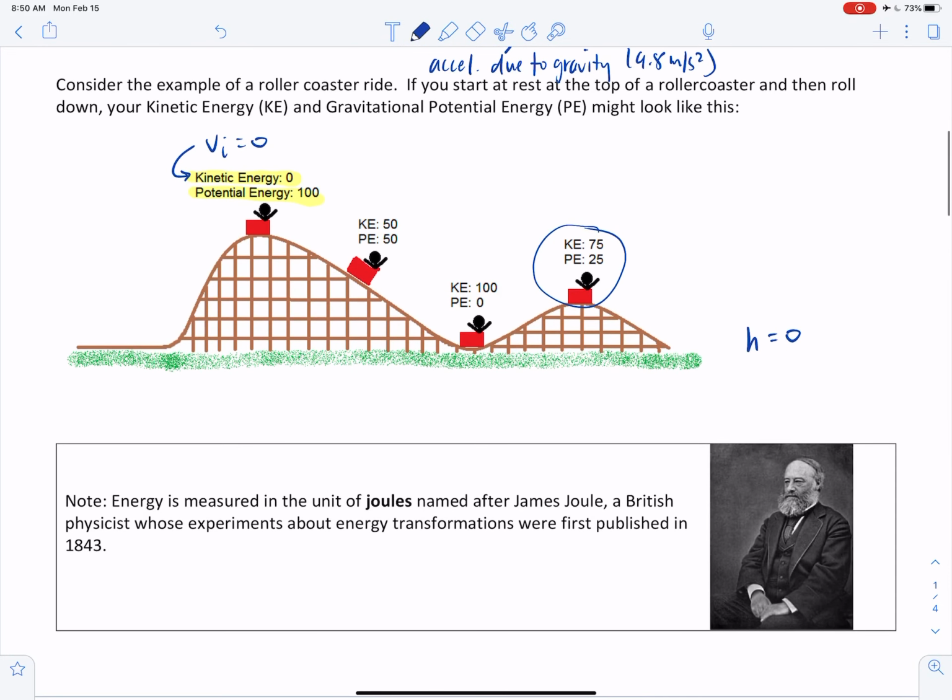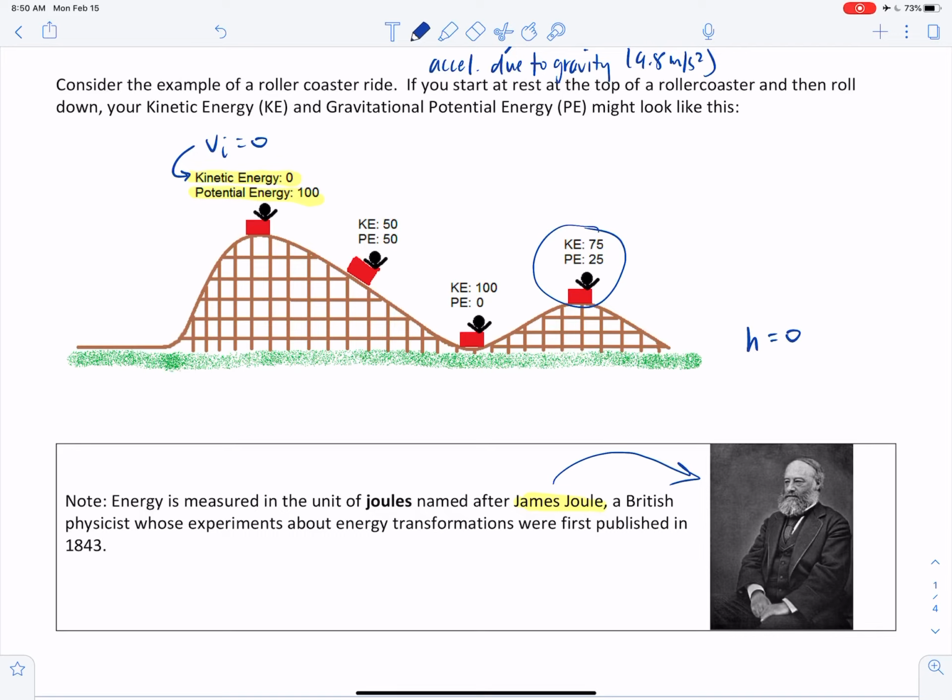I mentioned that I was going to come back to this idea of energy being measured in joules. Here's my note. Energy is measured in the unit of joules, named after James Joule, and here's a picture of him right here. He was a British physicist whose experiments about energy transformations were first published in 1843.